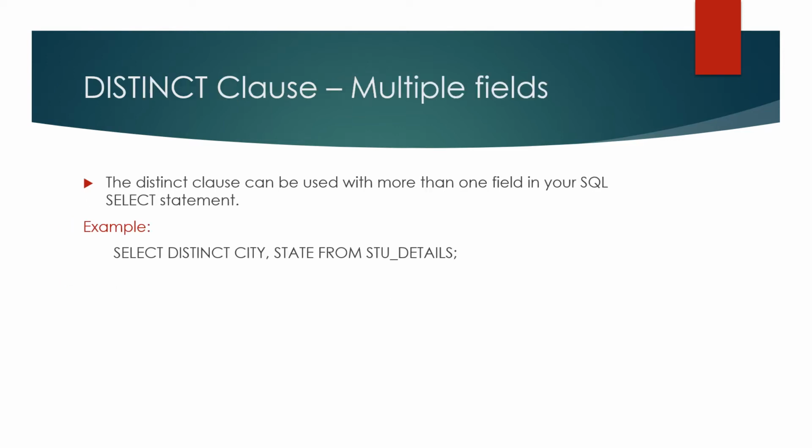Distinct clause in multiple fields. In the previous slide, we used the distinct keyword for only one column or one field. But here we can use the distinct keyword for multiple fields. And here is an example. Select distinct city, state from student details. So here the distinct keyword is applied to both city and state. If there is any repetition in the city and state, then those rows will be removed from the result set.